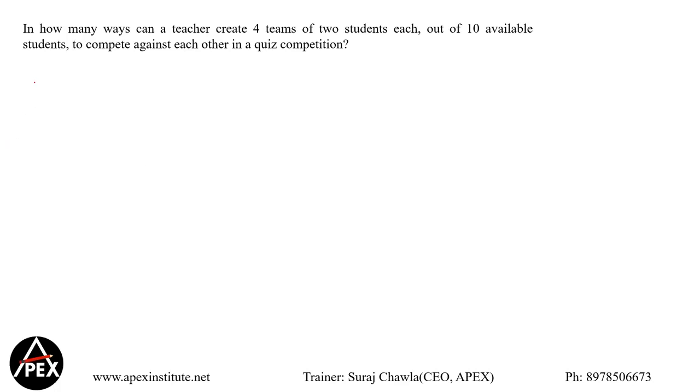First things first, I have a group of 10. So I need to select 8 out of 10, right? Because I need 4 groups of 2 each. So if I need to select 8 out of 10, I know that can be done in how many ways, guys? 10C8 ways. So now I have 8 children with me. Okay. Now what do I do from here?